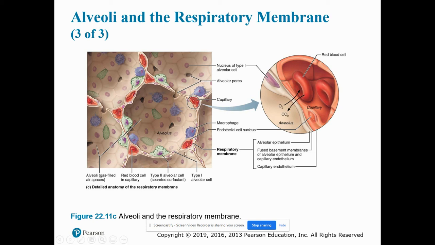This is showing a number of things. This is showing alveolar pores. This is showing the macrophages, which are going to keep the alveoli sterile. This is showing a type 2 alveolar cell, which is going to secrete surfactant. And then we also have the type 1 alveolar cell, which is just making up the alveoli, or the alveolus.